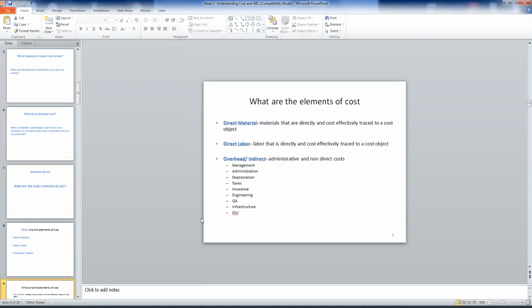And so as this indirect and overhead cost has increased, it's created a problem for understanding cost, because unlike direct material and direct labor, where we can directly and cost effectively trace those to the cost object, overhead and indirect cost is a big challenge.